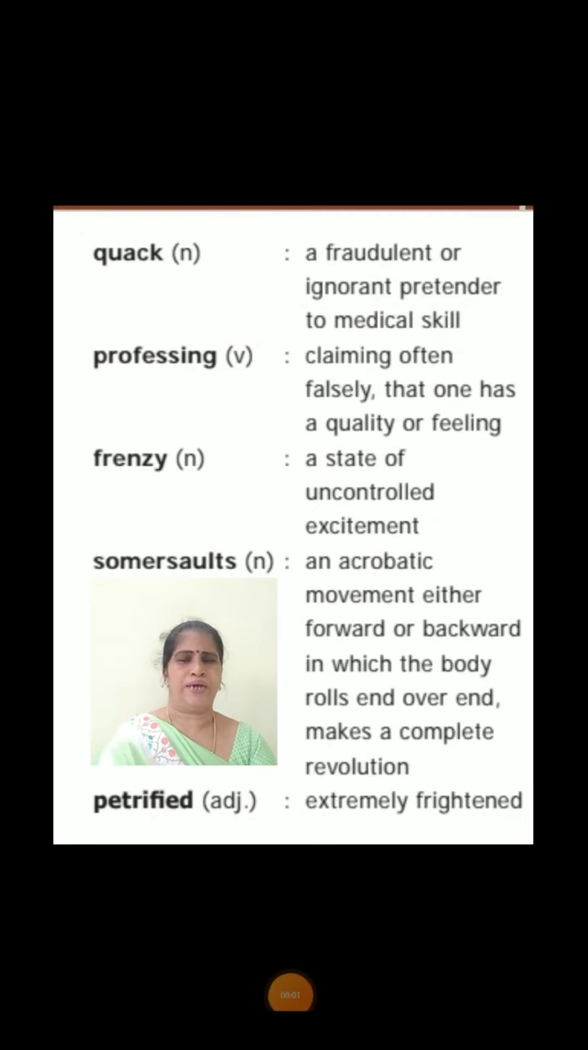Third, quack: a fraudulent or ignorant pretender to medical skill. Fourth, professing: claiming, often falsely, that one has a quality or feeling. Fifth, frenzy: a state of uncontrolled excitement. Sixth, somersault: an acrobatic movement, either forward or backward, in which the body rolls end over end and makes a complete revolution. Seventh, petrified: extremely frightened.